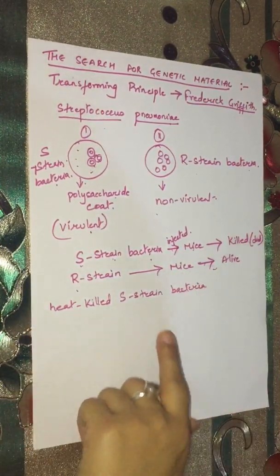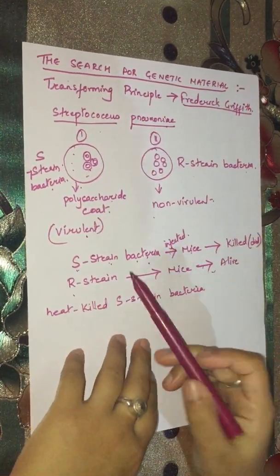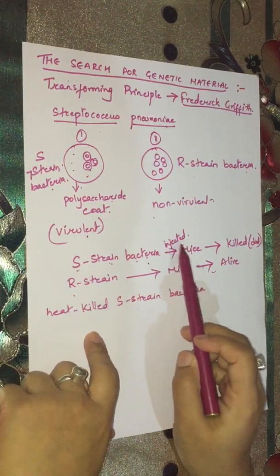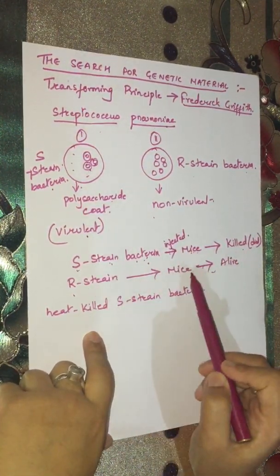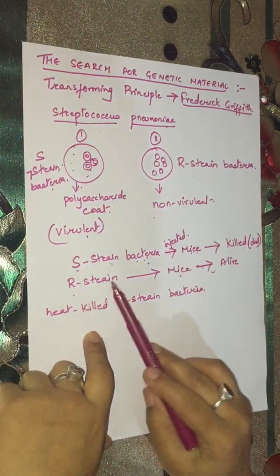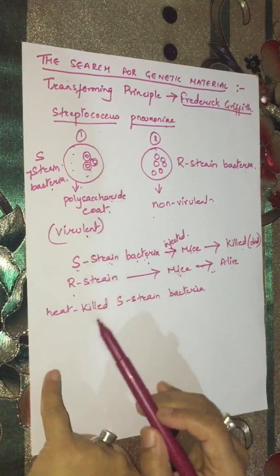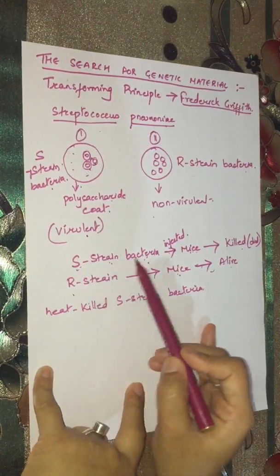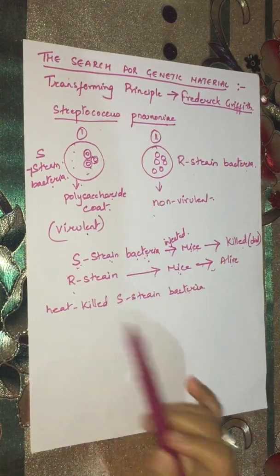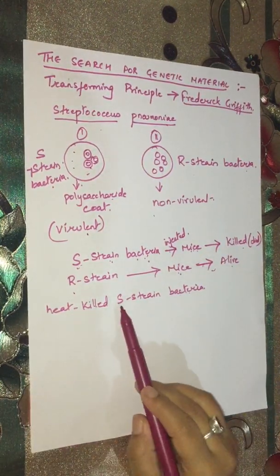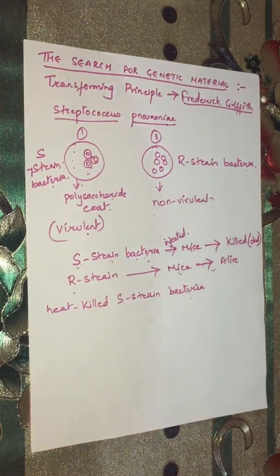So what does he do is he just killed this bacteria, not mice now. At first he injected mice with S strain bacteria, mice died. He again injected some other mice with R strain bacteria, mice was alive. Now he killed S strain bacteria. How he killed S strain bacteria is by heating them. He heated that S strain bacteria and S strain bacteria got killed.